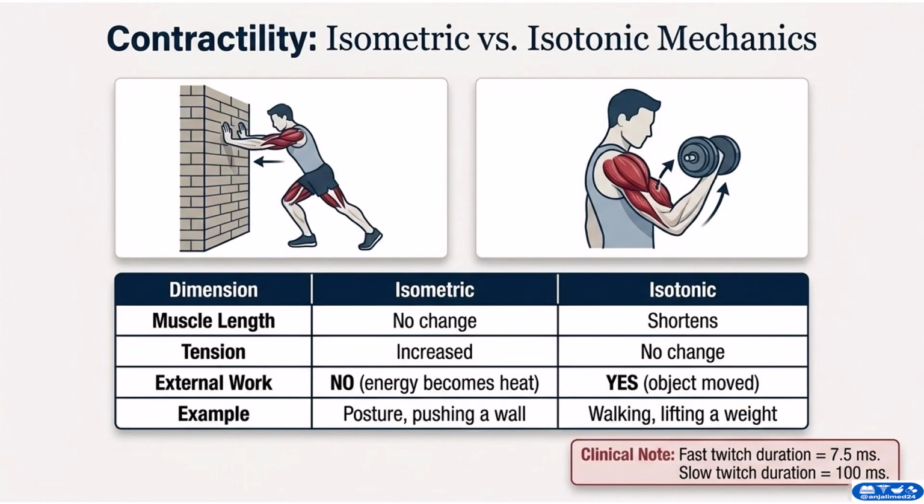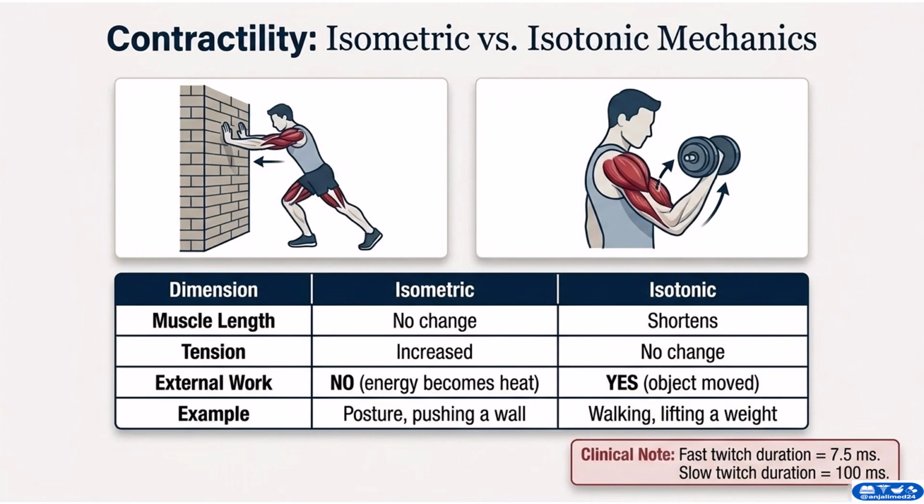First, isometric contraction. In isometric contraction, the muscle generates tension, but the muscle length does not change. Since there is no movement, external work is not performed. Most of the energy produced is released as heat. A classic example is pushing against a wall or maintaining the posture.